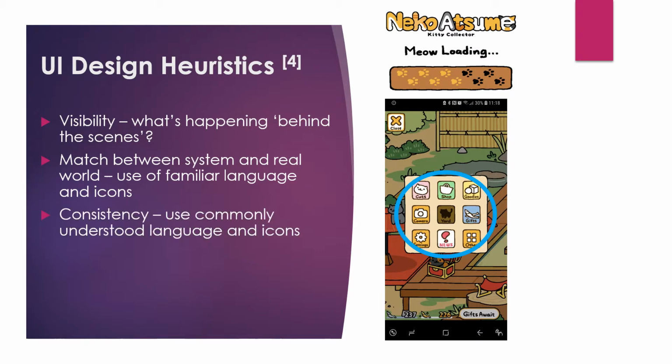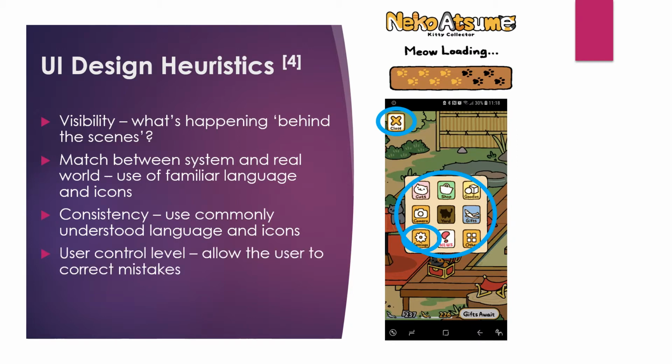The next thing you want is consistency. So use commonly understood language and icons. My examples here are going to be the close button, which is an X. This is commonly used across many computer programs. And then also the settings. It's a little gear wheel. This is pretty standard for settings.